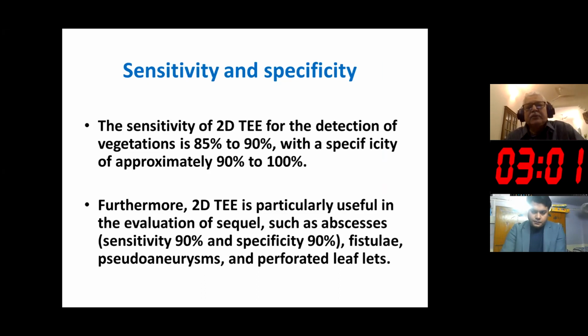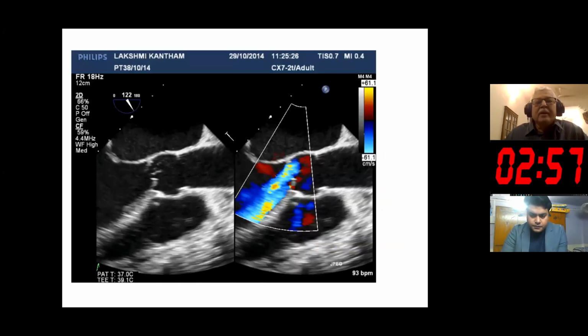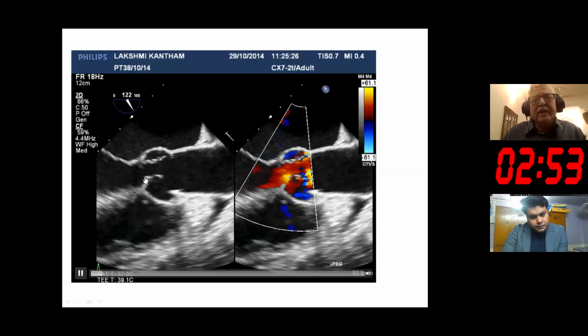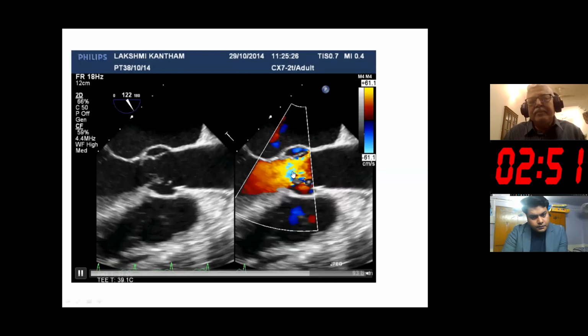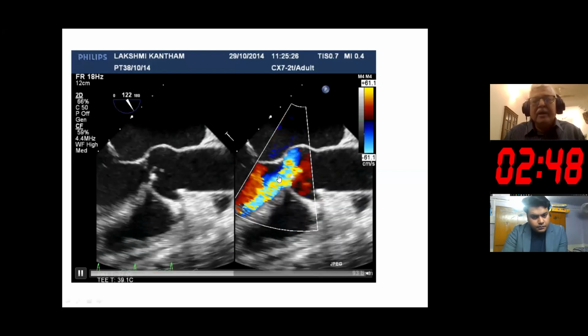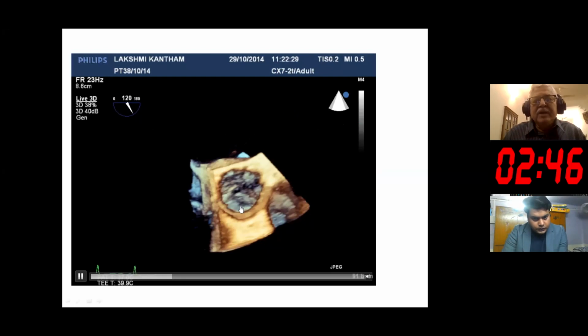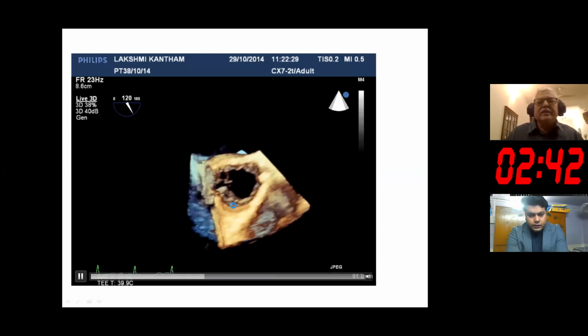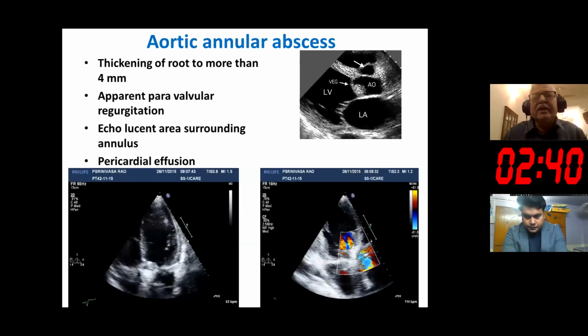The sensitivity of 2D for detection of vegetations is 85% to 90%. This is another important case which shows that there is a mass there and there's an eccentric AR. Now, if you see the 3D, you see a punched out perforation here because of the endocarditis. So this is just to emphasize that 3D is also increasingly coming into the picture.